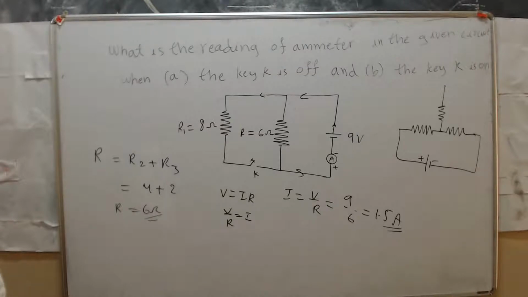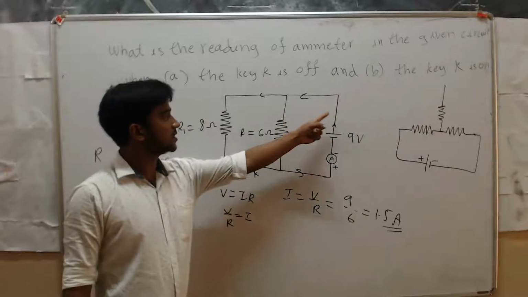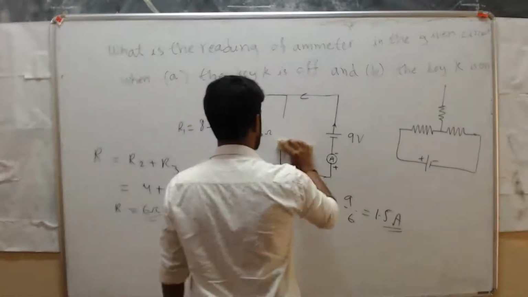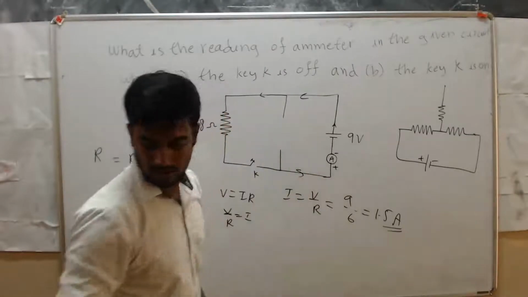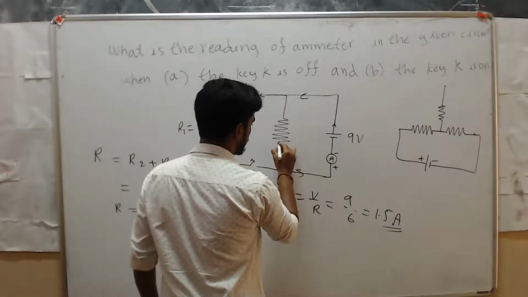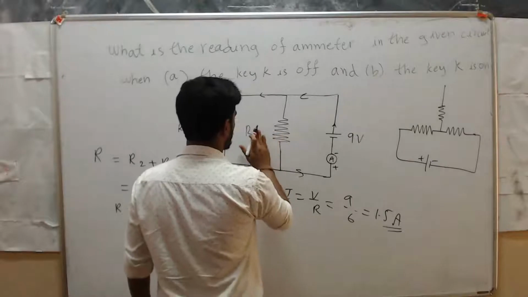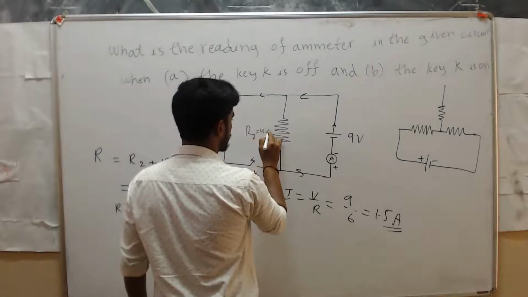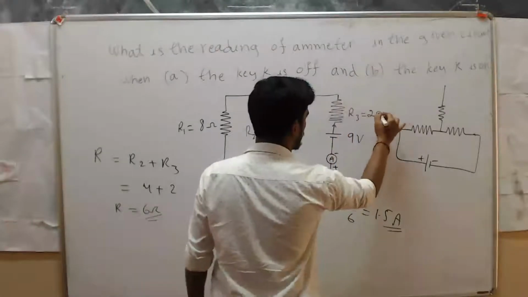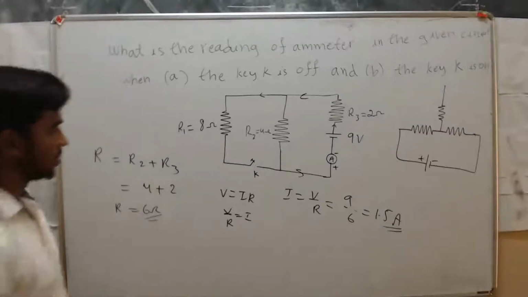Next, when the key is on, at that time you can't use this one. At that time you can't say these two, this one and this one, resistors in series. Okay. So now redraw that same circuit. So here, R2 is equal to 4 ohm, and this is 2 ohm. Okay. Key is on.